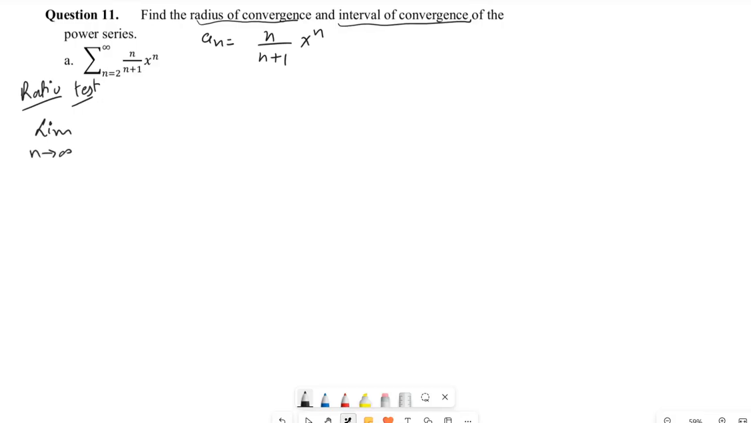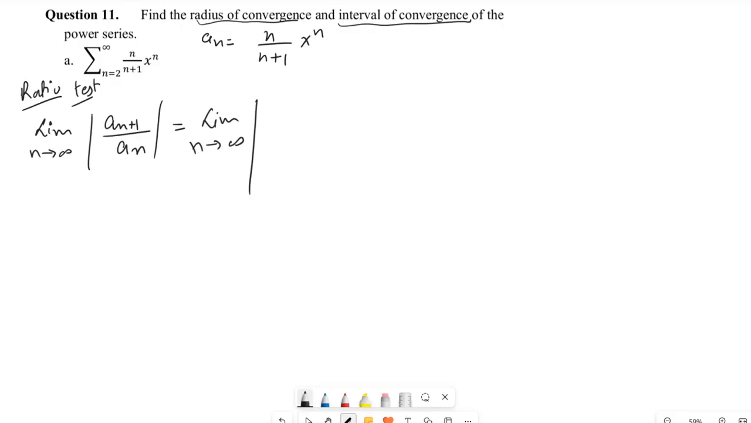I want to point out that here we are not asking whether it is convergent or divergent. We are trying to find for what values of x this converges. We just want to figure out at what values of x this converges. So I apply the ratio test: limit as n approaches infinity.